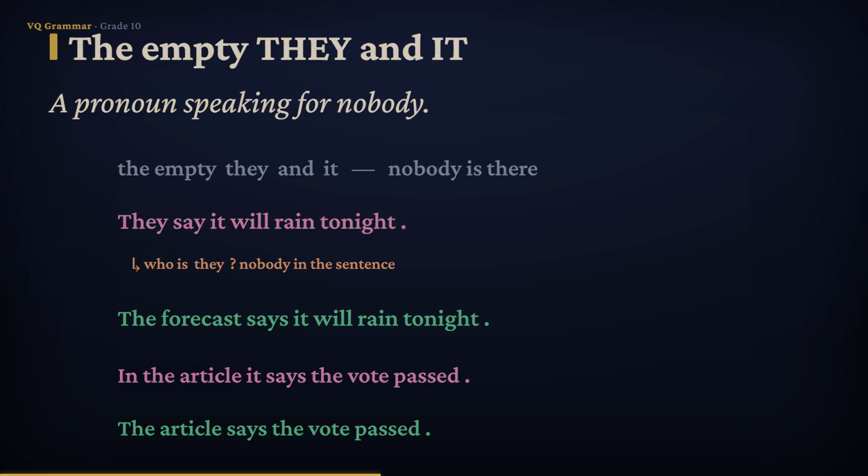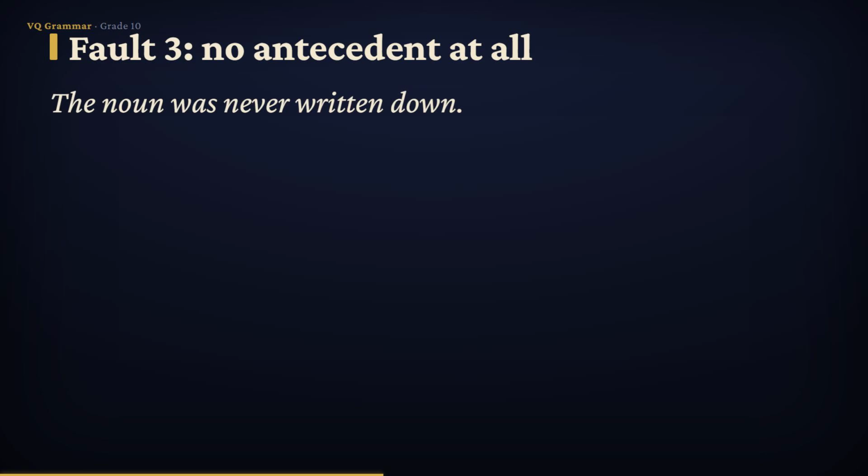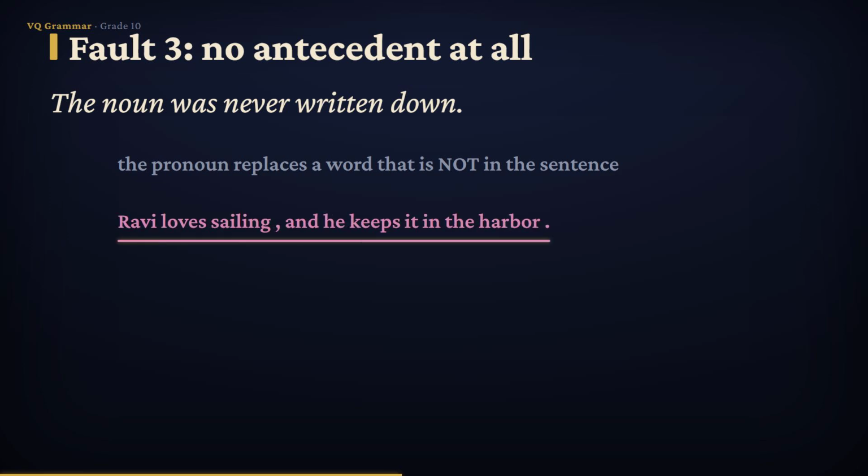Fault number 3 is the boldest of them all. No antecedent anywhere. The pronoun stands in for a word that is simply not in the sentence. Here is my favorite example. Ravi loves sailing, and he keeps it in the harbor. Read that again, slowly. What does the word it stand for?